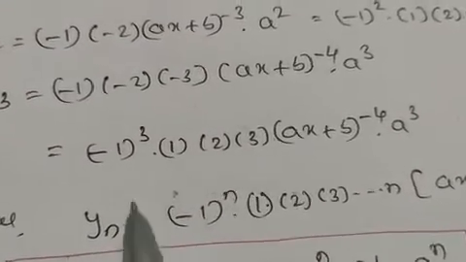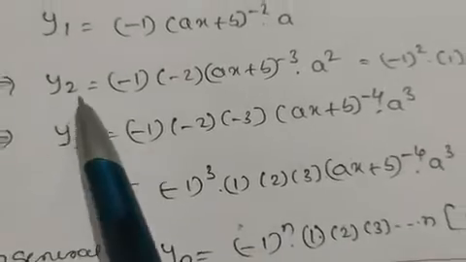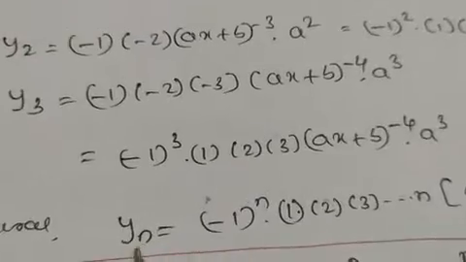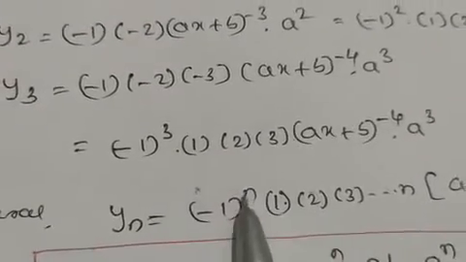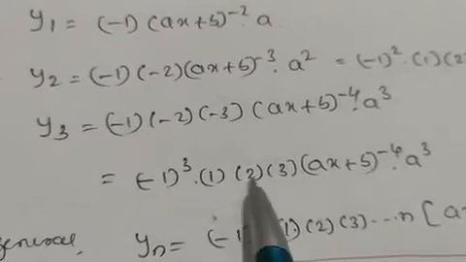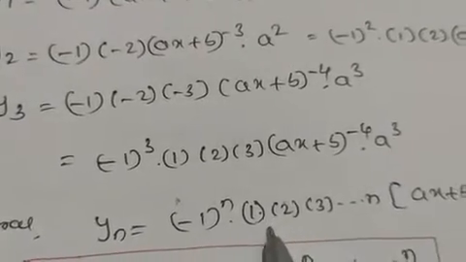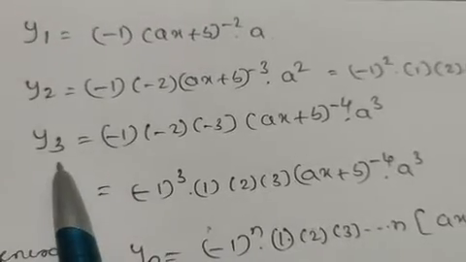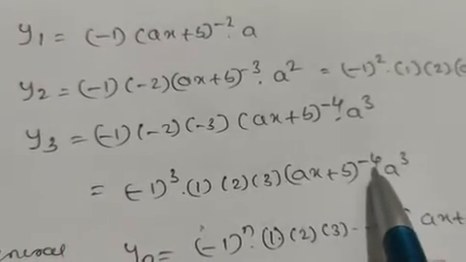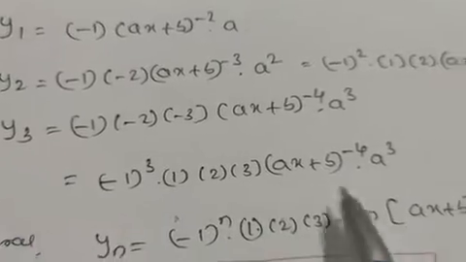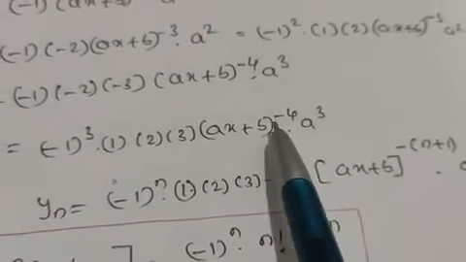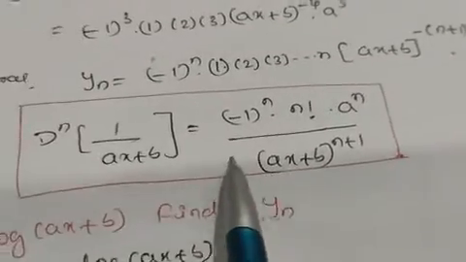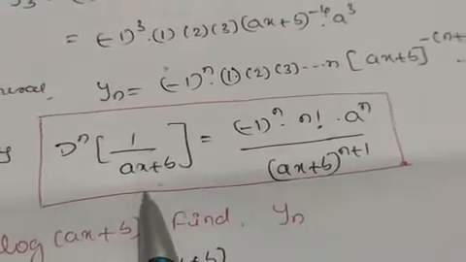This implies yn is equal to: in case of y2 we have minus 1 squared, in case of y3 it is minus 1 cubed, in case of yn it is minus 1 raised to n. And y3 has 1 into 2 into 3, so yn has 1 into 2 into 3 up to n. The next term, in case of y3 it is (ax plus b) raised to minus 4, which is 3 plus 1, so it is (ax plus b) raised to minus (n plus 1) into a raised to n. So this is the nth derivative of 1 divided by ax plus b.